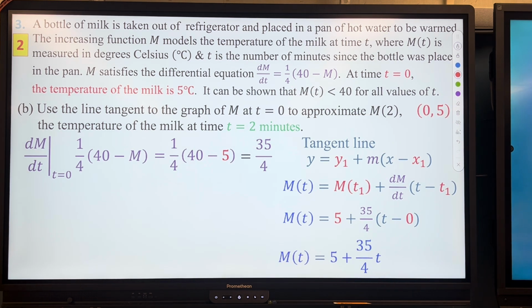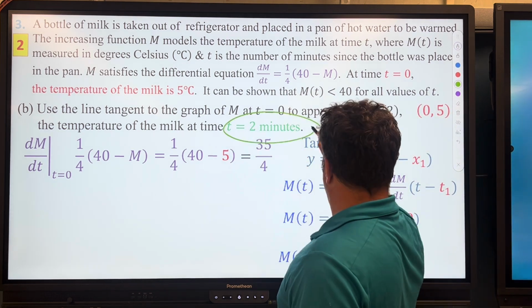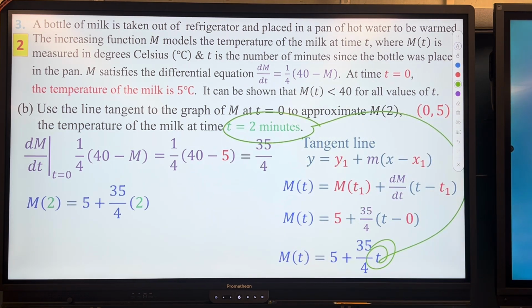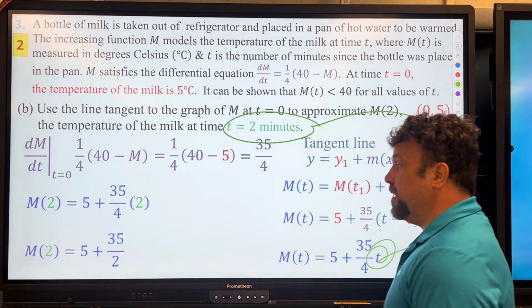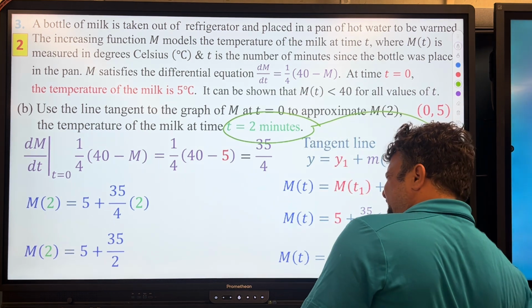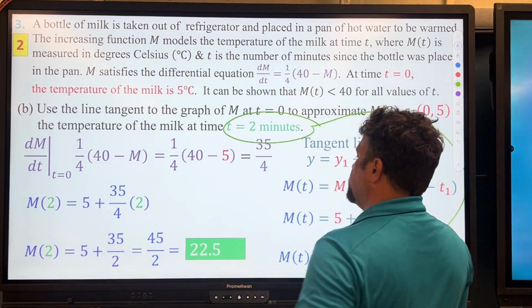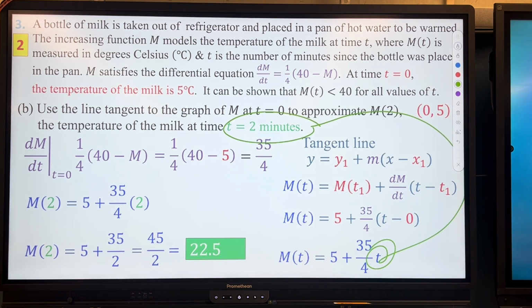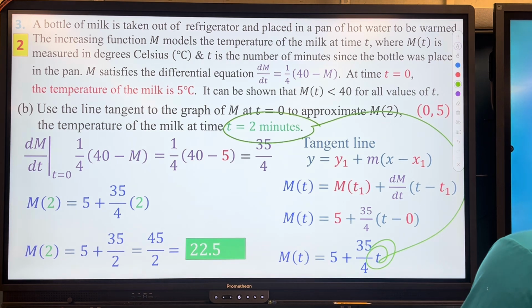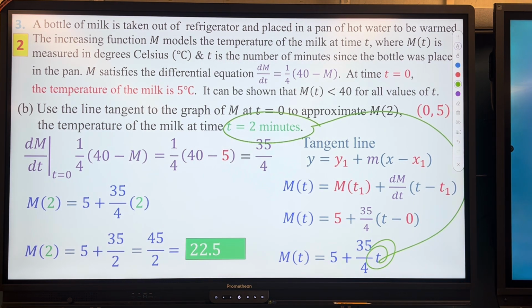And they want to know at 2 minutes. So now I can take my 2 and plug it in. So m of 2 equals 5 plus 35 over 4 times 2, which is 35 over 2. That is 17.5 plus 5. 5 is the same as 10 over 2, so that's 45 over 2, which is 22.5. Not very difficult at all. Whoop, whoop, boom. All right? Look at it, observe it, figure out what you did.